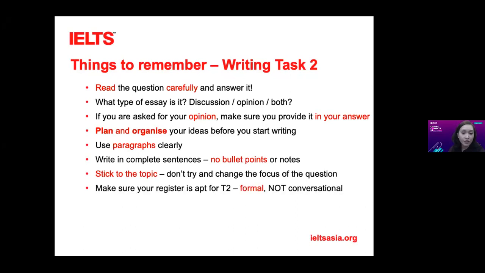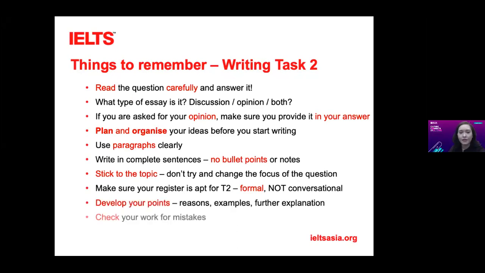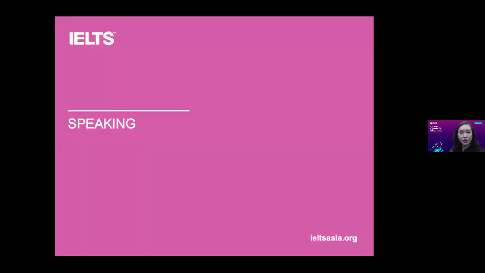Make sure your register is apt, formal, not conversational. So, we have what is called IEE: idea, explain, example. In general academic writing, they call it topic sentence, supporting sentence, and developing sentence. And then spend some time to check for your mistakes. Okay. Right, so the last part, we've done all the parts for the written test.